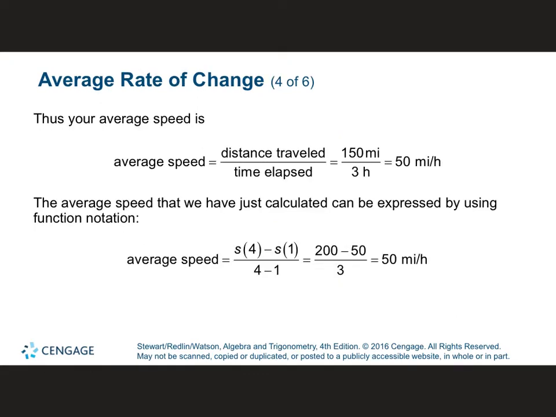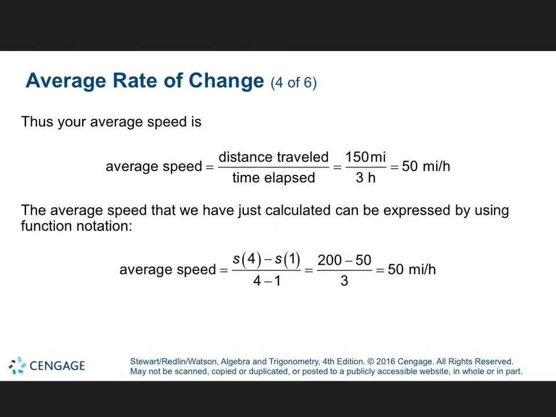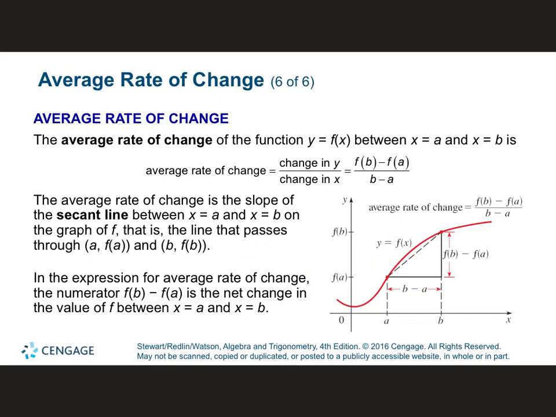So if you look here, they talk about the distance traveled, which was the y-axis, over the time, which was the x-axis. All they did was take the slope. Look, 4 minus 1, right? The s of 4, so it was 200 minus 50, and then 4 minus 1, that's where we got 50 miles per hour.